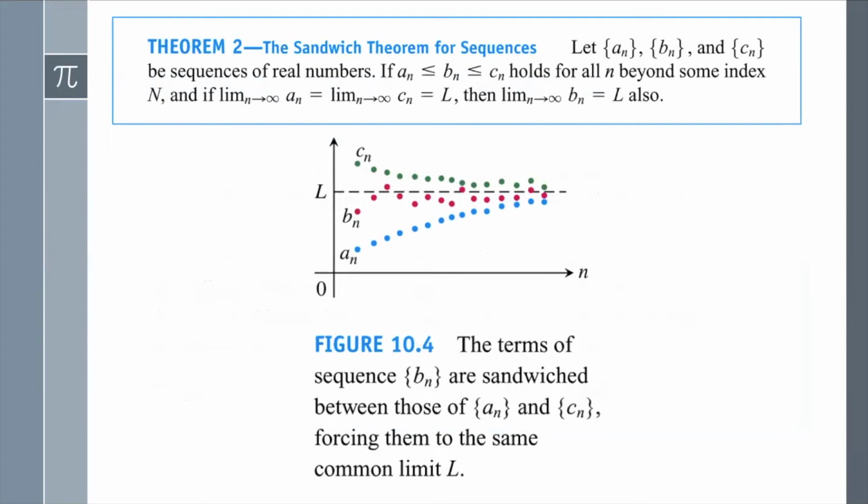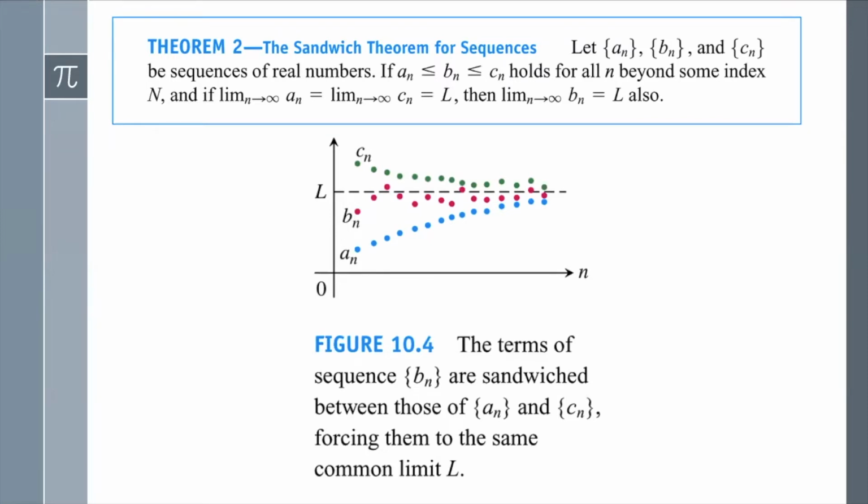All right, remember the sandwich theorem? We've actually used the sandwich theorem in this course, I'm pretty sure. This is theorem 2, the sandwich theorem for sequences. Let a sub n, b sub n, and c sub n be sequences of real numbers. If a sub n is less than or equal to b sub n is less than or equal to c sub n, for all n beyond some index big N, and if the sequences a sub n and c sub n both converge to L, then the sequence b sub n also converges to L.